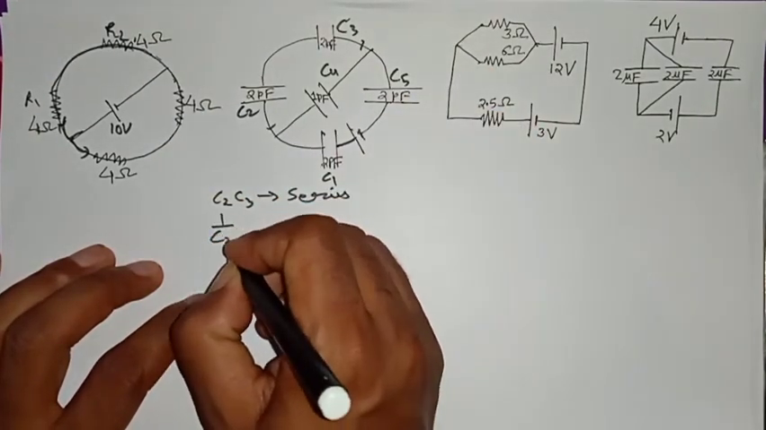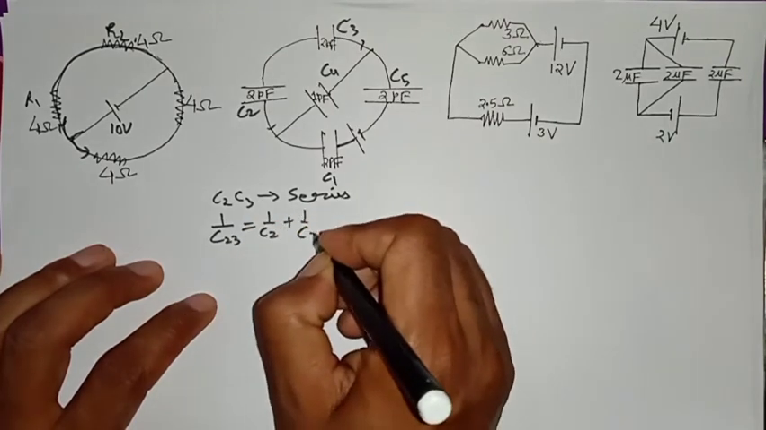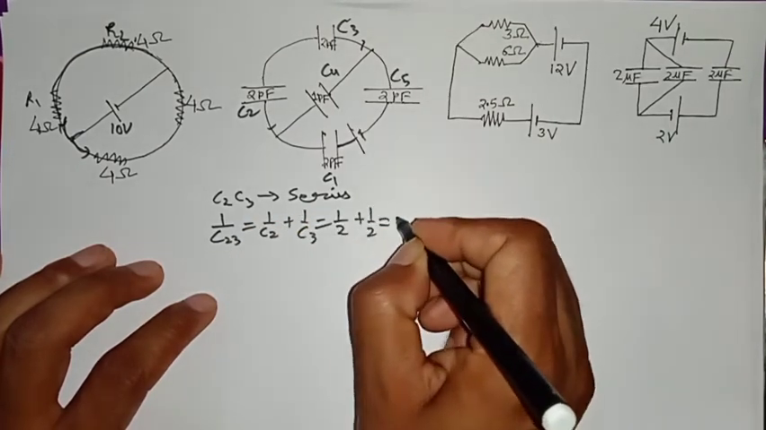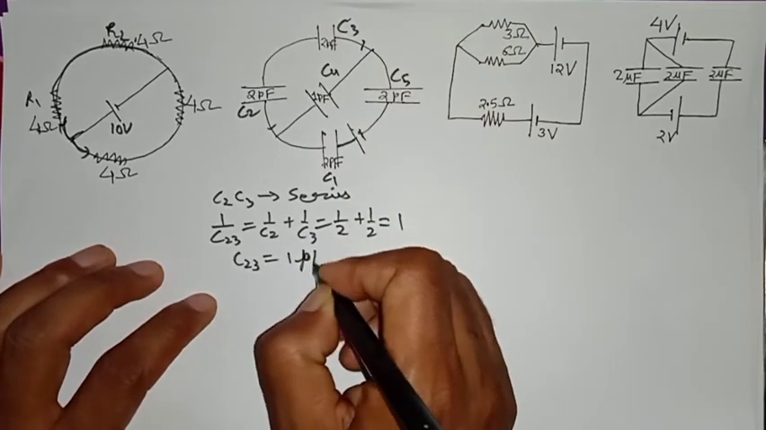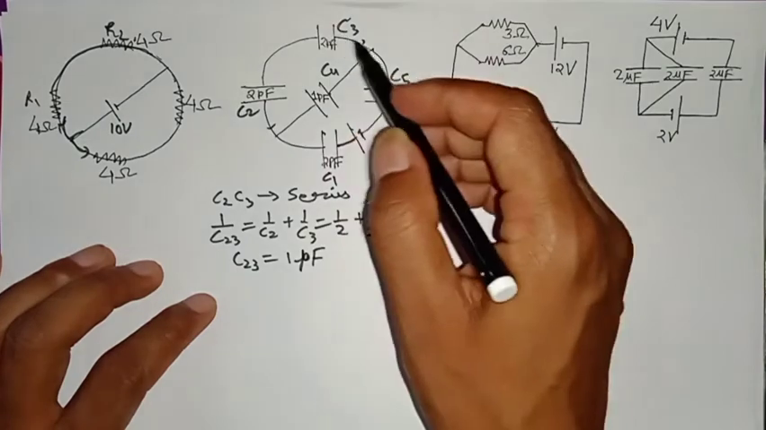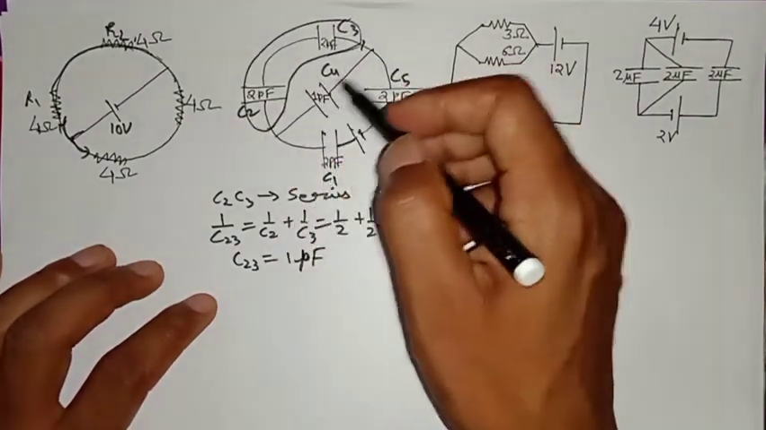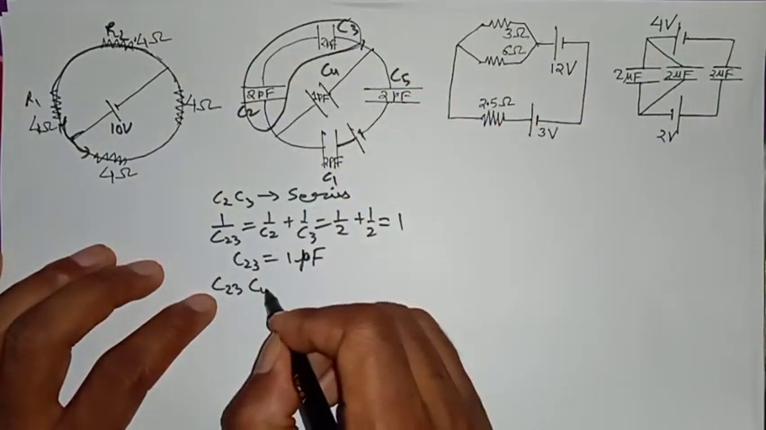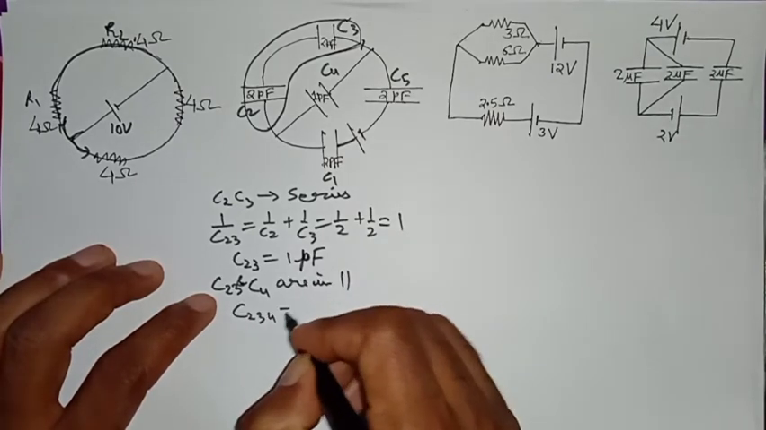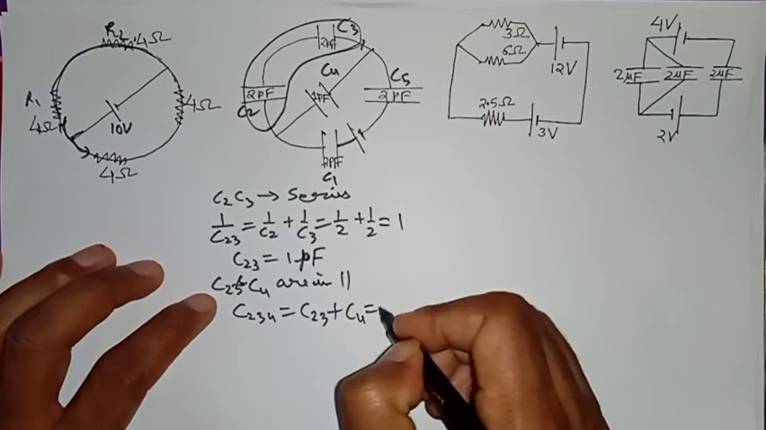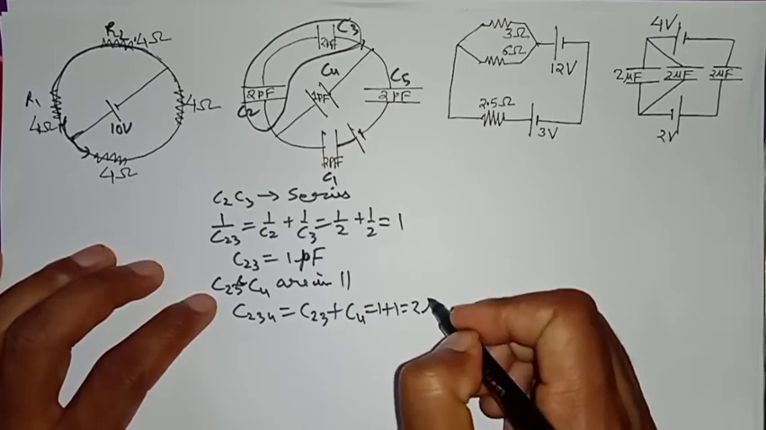So 1 upon C23 equal to 1 upon C2 plus 1 upon C3 equal to 1 upon 2 plus 1 upon 2, that is 1, and reciprocal of it is still 1 picofarad. And then this one, entire this one is in parallel with C4. C23 and C4 are in parallel. So C234 equal to C23 plus C4, 1 plus 1 equal to 2 picofarad.